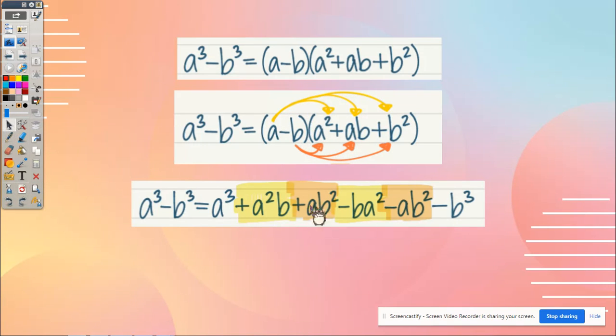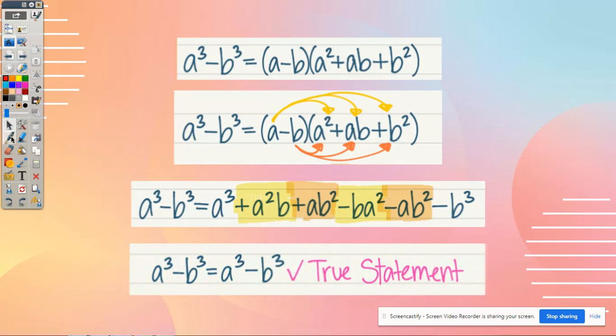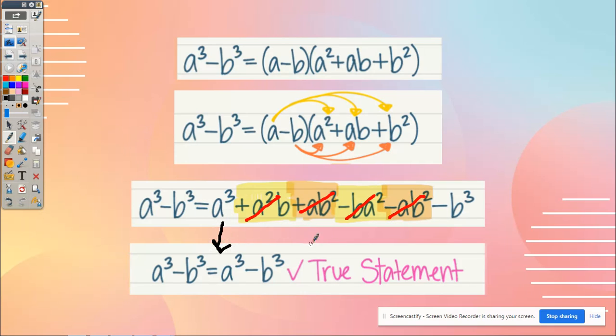Now we're going to check out the middle. Notice that in the middle, we have the same thing happening just like in our previous one. You have positive a squared b, which is not in the same order as ba squared, but they actually are the same thing due to the commutative property. But one is positive and one is negative, so they will cancel. Similarly, you have positive ab squared and negative ab squared. They will also cancel. And so we did prove the true statement because the only thing left here was the positive a to the third power and negative b to the third power, which is what we needed.